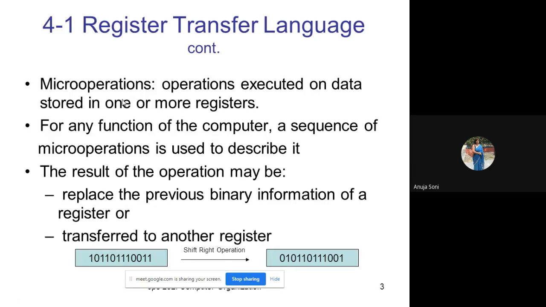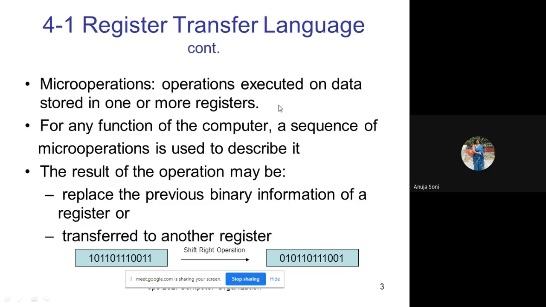Like in chapter 8, you had done the assembly language program. I had explained to you how to write an assembly language program in order to evaluate any mathematical expression. In that case, you had written a sequence of instructions. Corresponding to that sequence of instructions, you had written a sequence of micro operations. Micro operations means the corresponding smaller instructions which will be executed at the register level in order to perform that specific kind of operation.